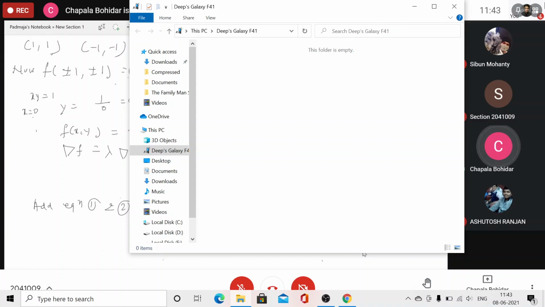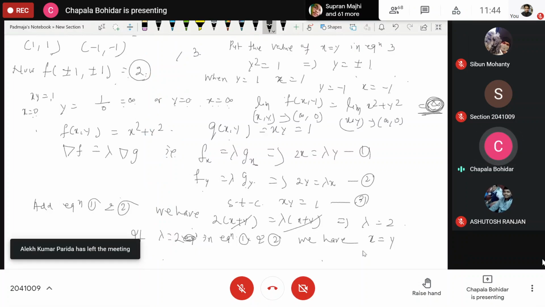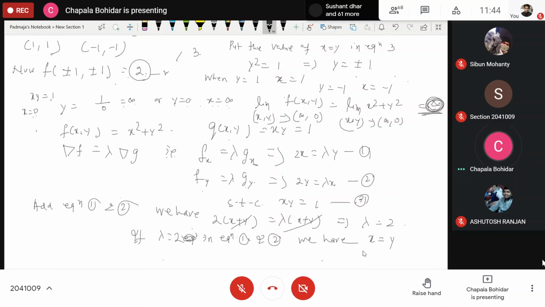Because the question is not bounded, if you consider x is equal to 0, I am getting y is equal to infinity, and so on. The maximum value is infinity, so we cannot consider this. So there is no maximum value here, and only at plus minus 1 is it the minimum value, so it is called the minimum value.